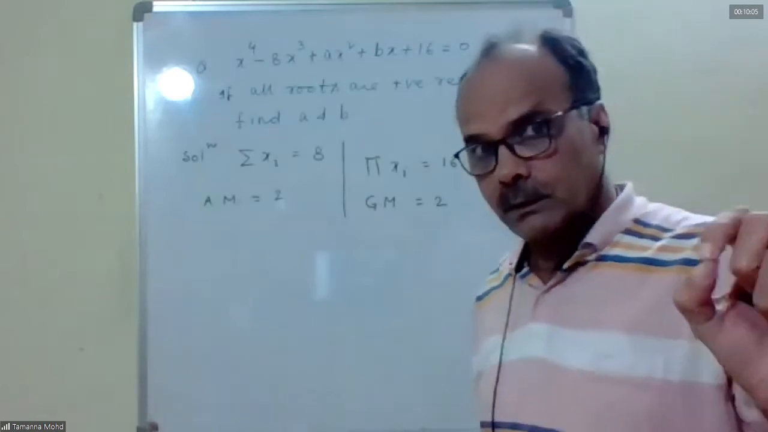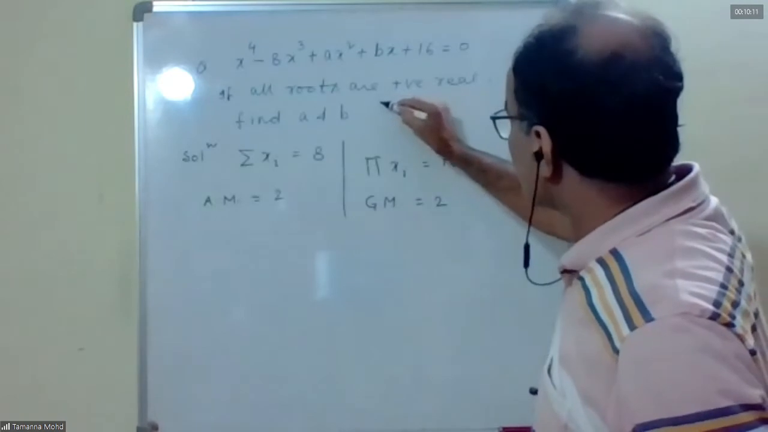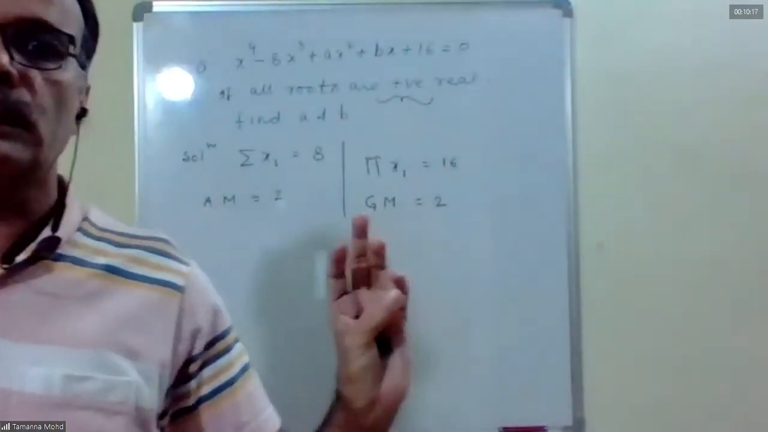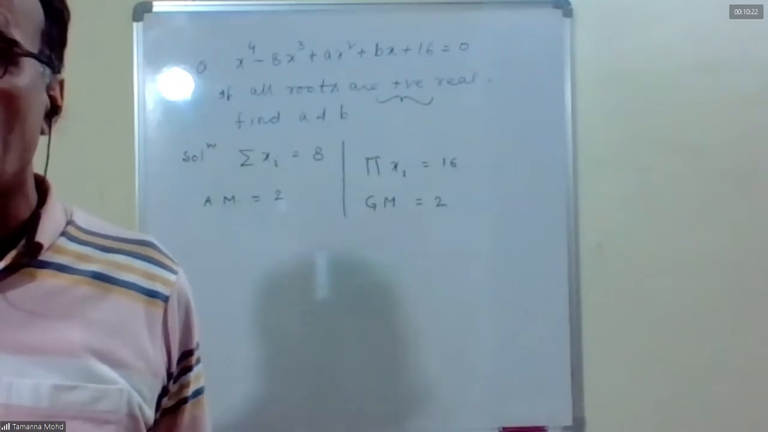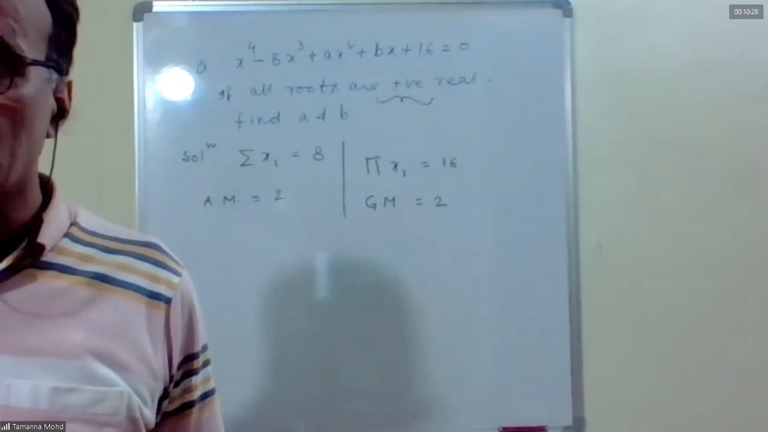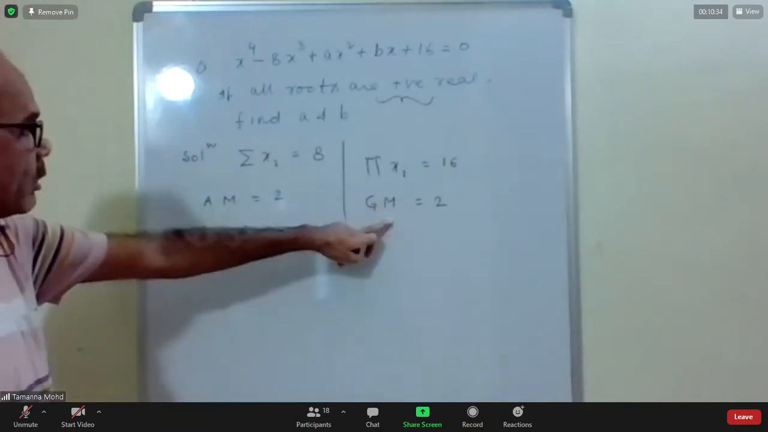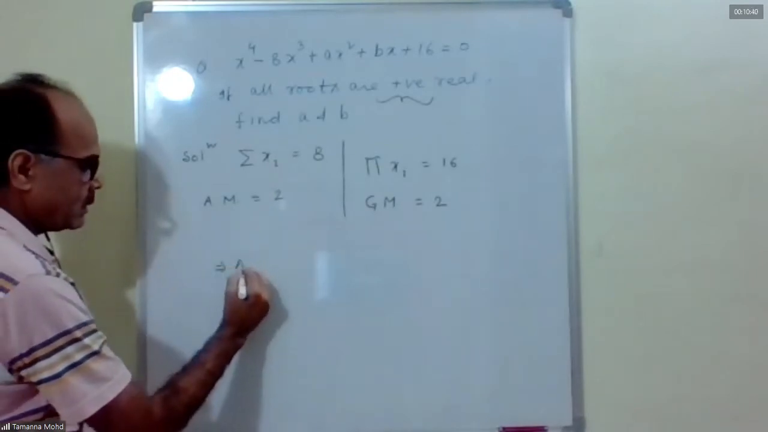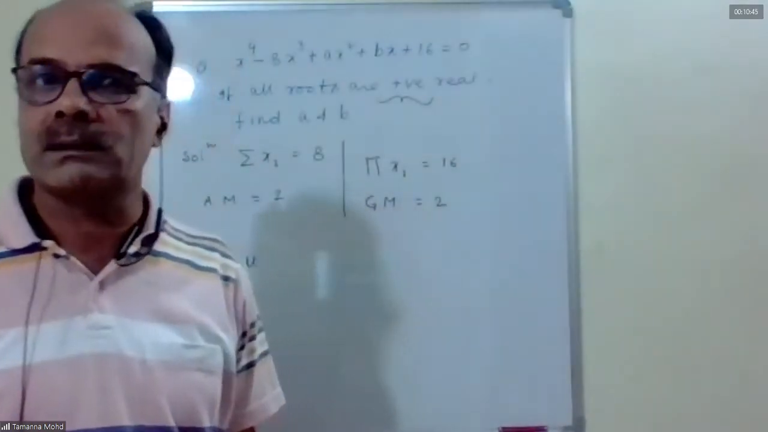And I am giving you one more point. In any question of JEE, wherever the numbers are positive, at least once think about AM and GM. Because the mean concept, AM-GM, is applicable only for positive real numbers. We can't apply AM greater than or equal to GM for negative real numbers. So AM equal to GM implies all roots are equal. If the arithmetic mean of some numbers equals the geometric mean, all the numbers are equal.